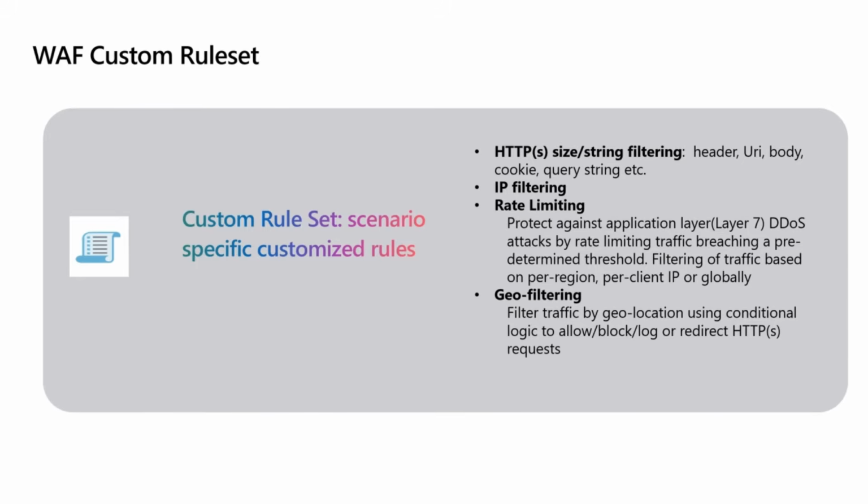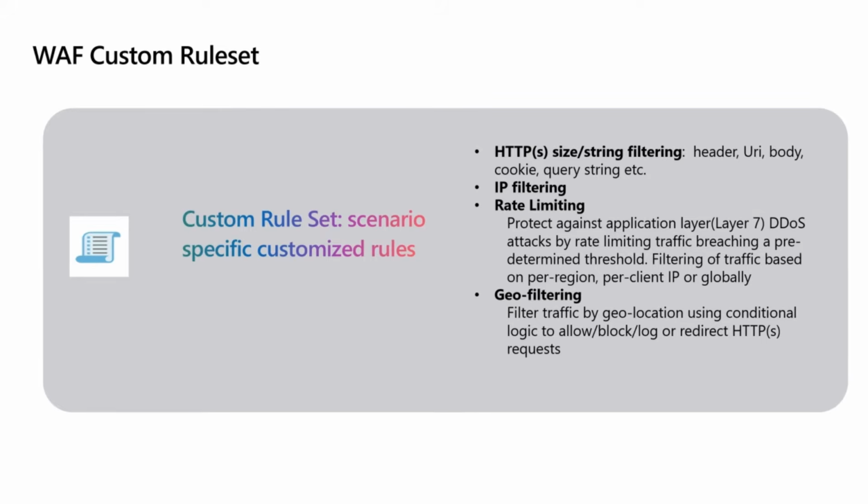The custom rules contain a rule name, a rule priority, and an array of matching conditions, all of which you're able to configure. Within the custom rules, you can create various rules based on match types, such as the ones listed here. You can have HTTP string filtering, where you can inspect and filter traffic based on various HTTP components, such as the headers, URIs, request bodies, cookies, as well as query strings. You can define rules that block or log requests containing certain patterns or exceeding specific size thresholds.